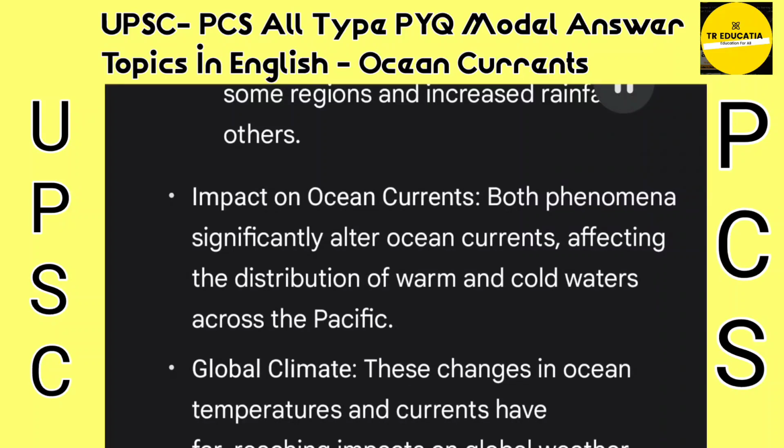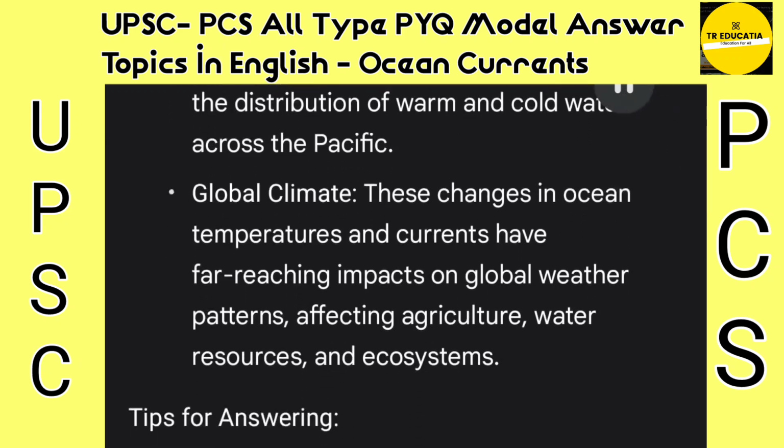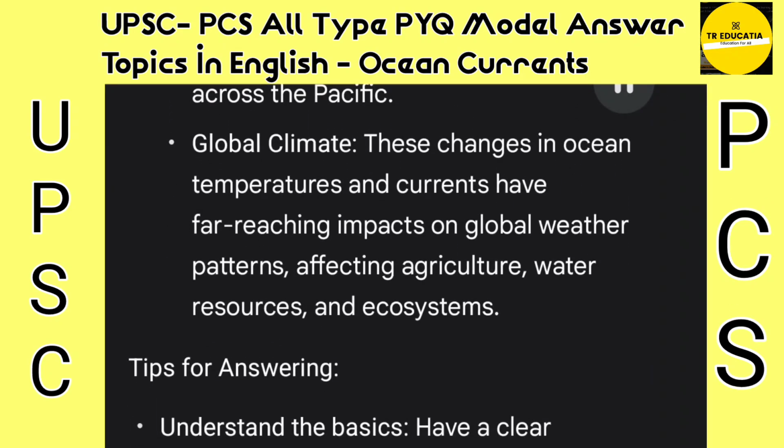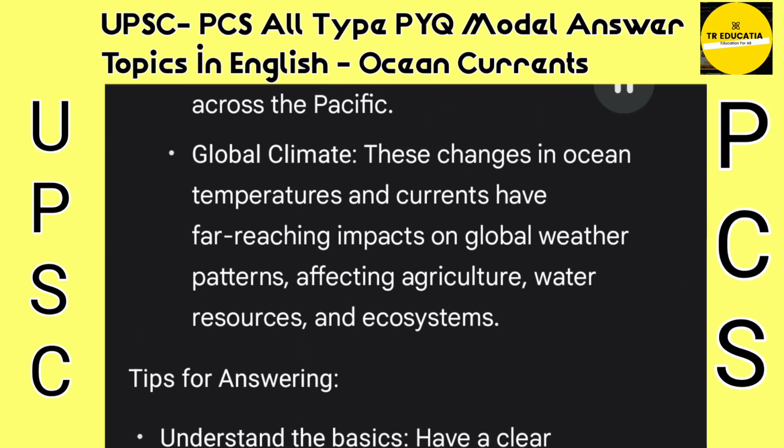Impact on ocean currents. Both phenomena significantly alter ocean currents, affecting the distribution of warm and cold waters across the Pacific. Global climate. These changes in ocean temperatures and currents have far-reaching impacts on global weather patterns, affecting agriculture, water resources, and ecosystems. Tips for answering.